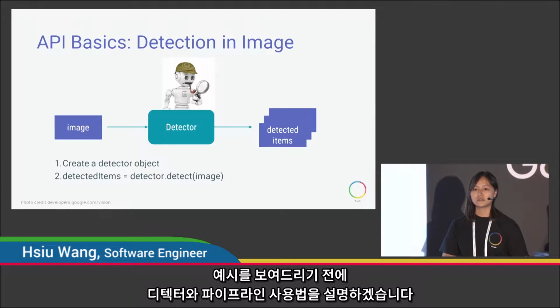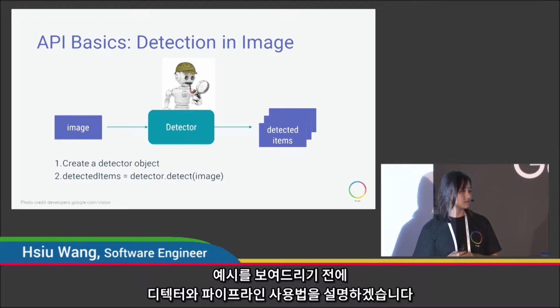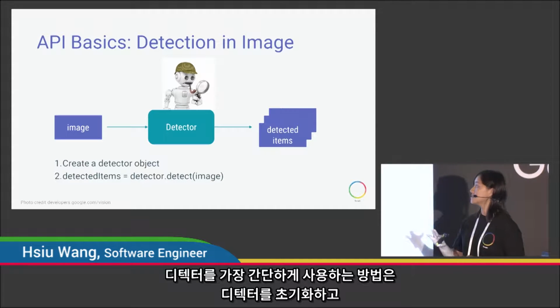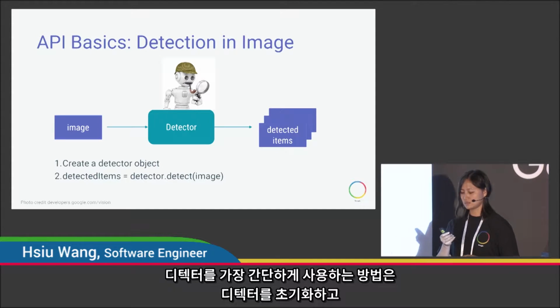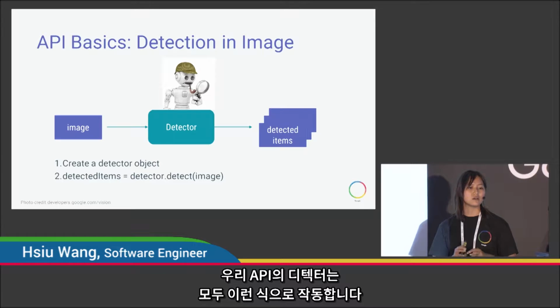I want to talk a little bit about how to use detectors and pipeline before we dive into examples. So the simplest way to use a detector is just to instantiate a detector. You pump it through the image, and then you get detection items. This is how all the detectors work in our API.